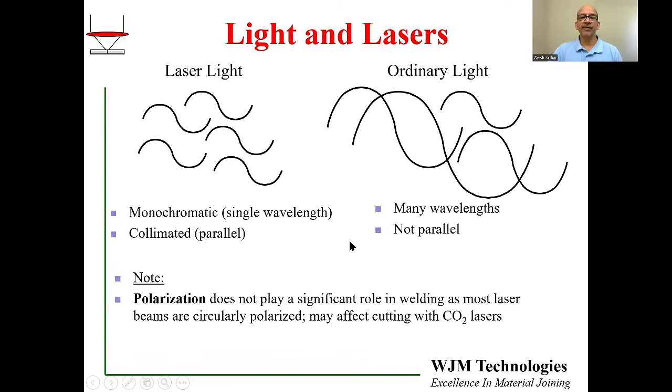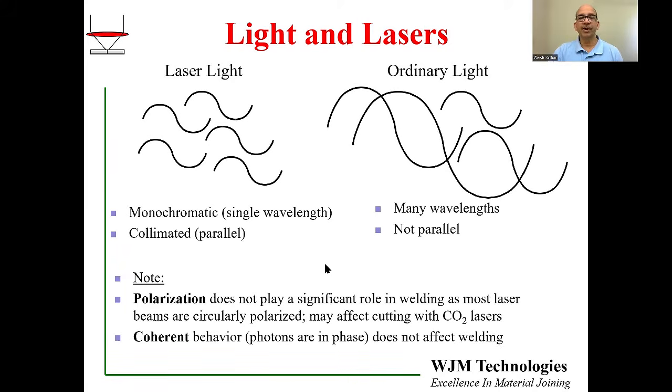There are other properties of light which are of importance in other processing technologies, but not for welding. Polarization is one, but it doesn't affect welding as much, but it can affect laser cutting with CO2 lasers. Another property is coherence, where the photons are in phase, which is also not a property which is very required or useful for welding. So as far as welding and most of the materials processing is concerned, we are interested in monochromatic and collimated behavior.